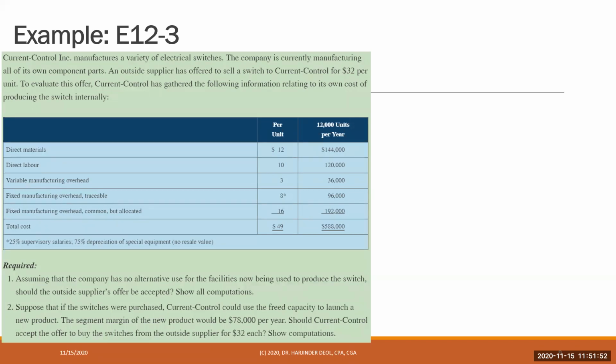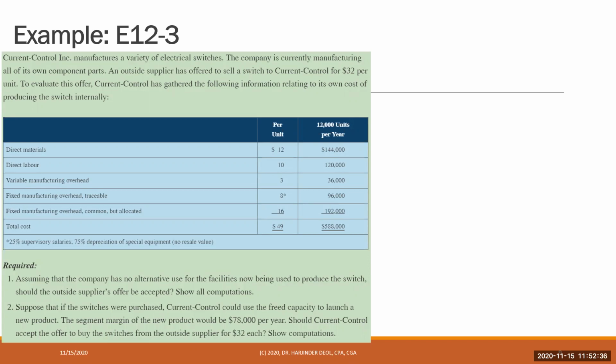The direct materials cost for each unit is $12, direct labor $10, variable manufacturing overhead $3, fixed manufacturing overhead that is traceable to this particular component part are $8. There's an asterisk indicating 25% is supervisory salaries, 75% is depreciation of special equipment. And then there is the fixed manufacturing overhead, which is common but allocated $16, giving us a total cost of $49.